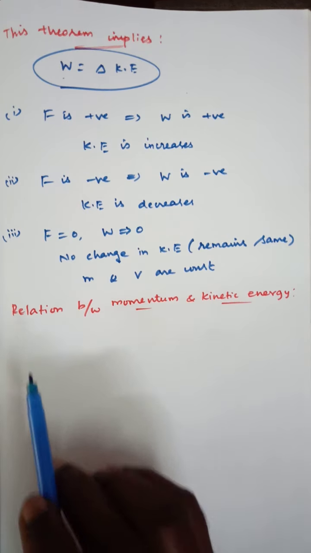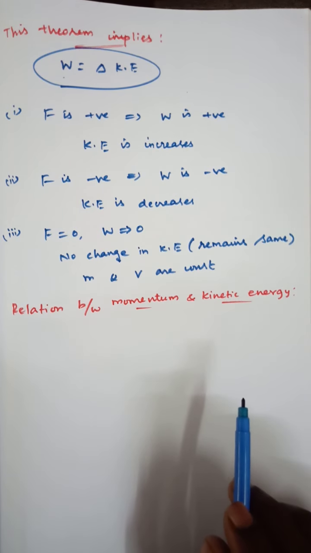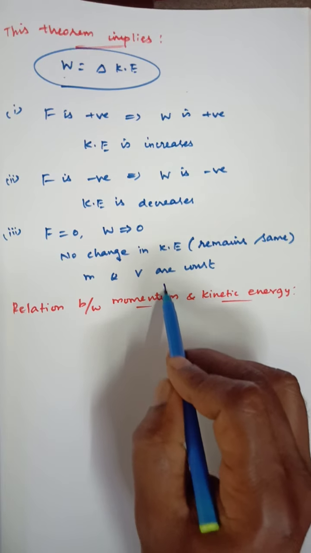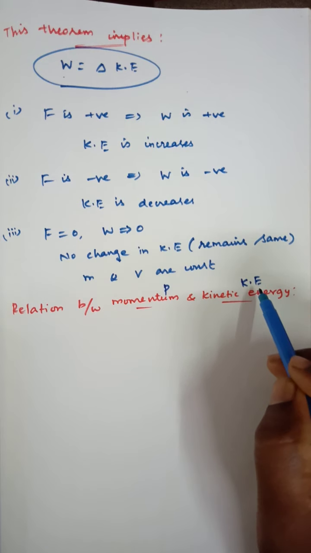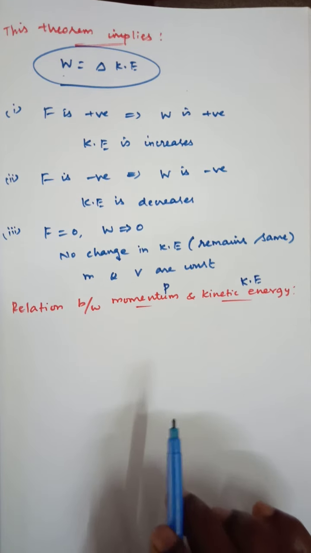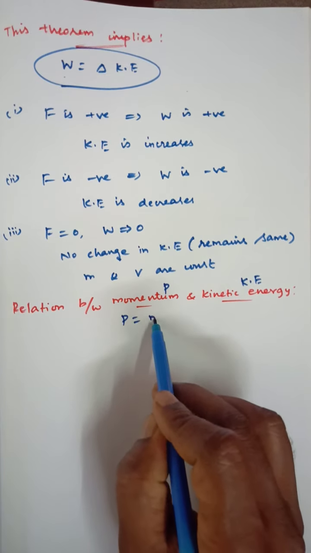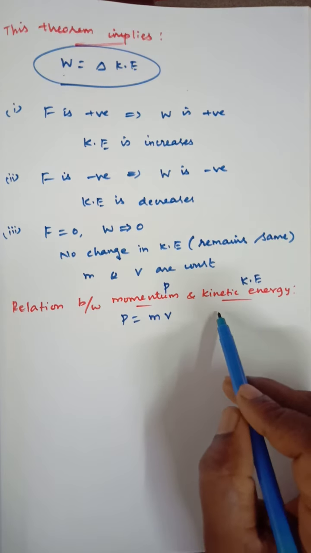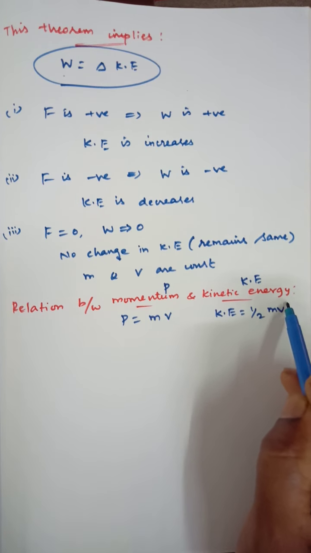Next topic is the relation between momentum and kinetic energy. It's an important 2 mark question. You know that the symbol of momentum is P, and the symbol of kinetic energy is KE. So we get the relation between momentum and kinetic energy. The formula for momentum is P equal to mass into velocity. The formula for kinetic energy is KE equal to half mv square.